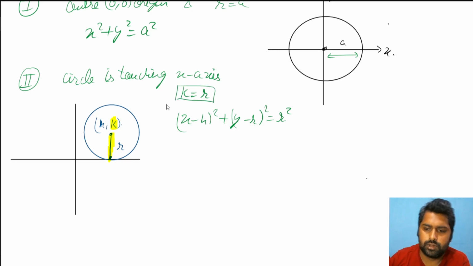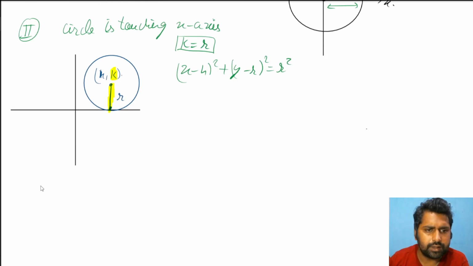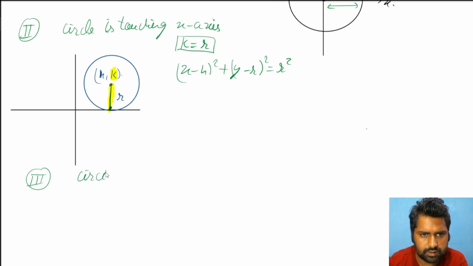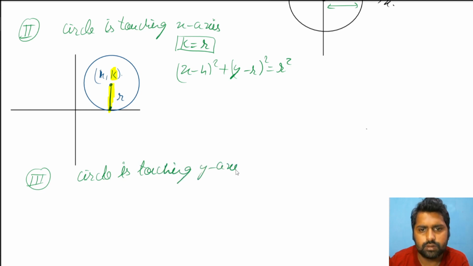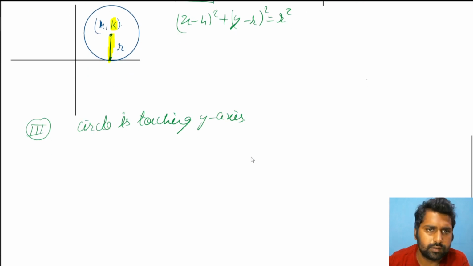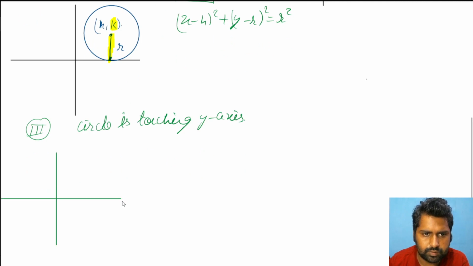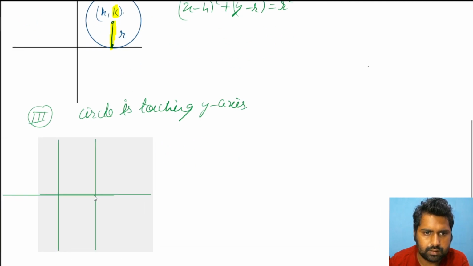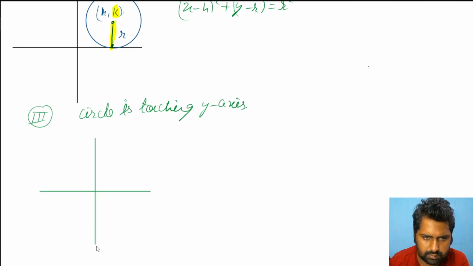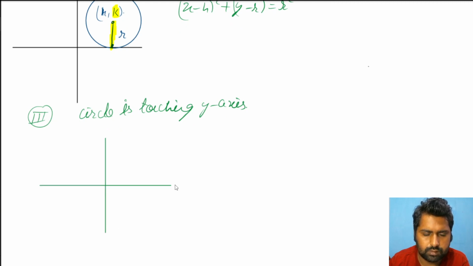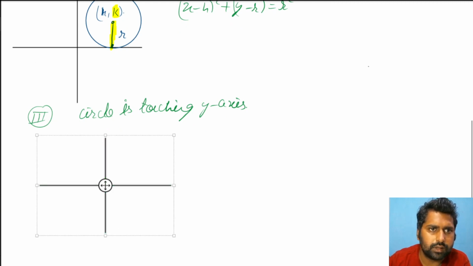The same situation can be created regarding touching the y-axis also. So this time the circle is touching the y-axis. So xy axis, and let's draw a circle.